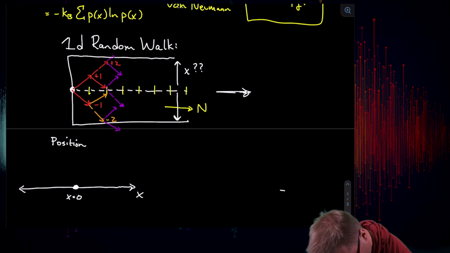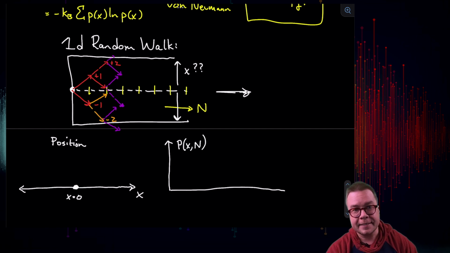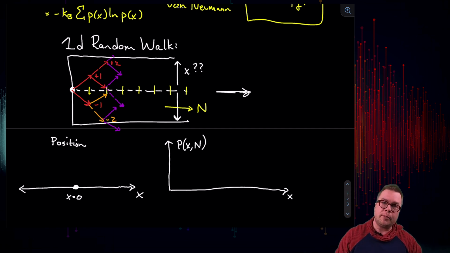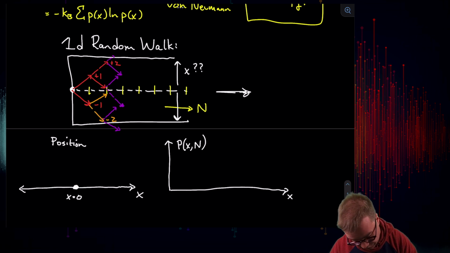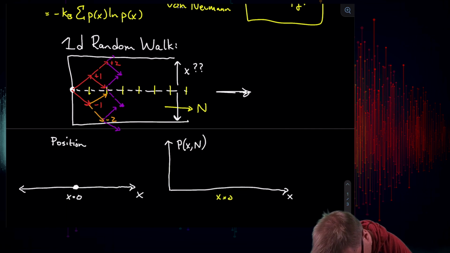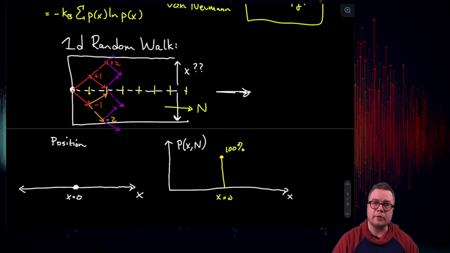And next to it, let me draw a graph of the probability of them having that position in n steps. On the x-axis will still be their position, and I'm going to plot on the y-axis where they actually are in terms of the probability that they're at a certain position. So what that would look like is, initially, if this is x equals 0, initially there's a 100% chance that they're at x equals 0.